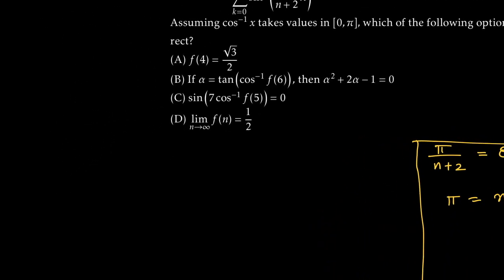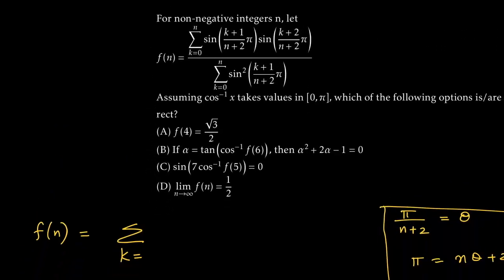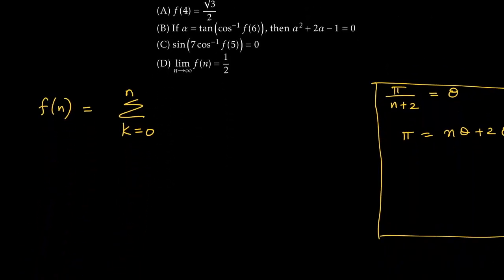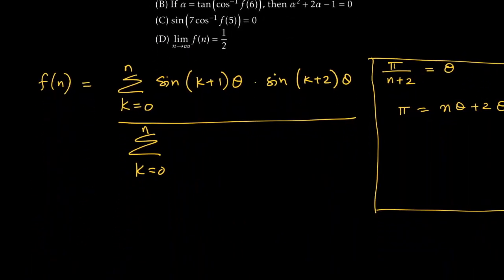Now our expression becomes f of n is equal to, in the numerator, sigma k is equal to 0 to n of sine of k plus 1 theta into sine of k plus 2 theta, whole divided by sigma k is equal to 0 to n of sine square of k plus 1 theta.